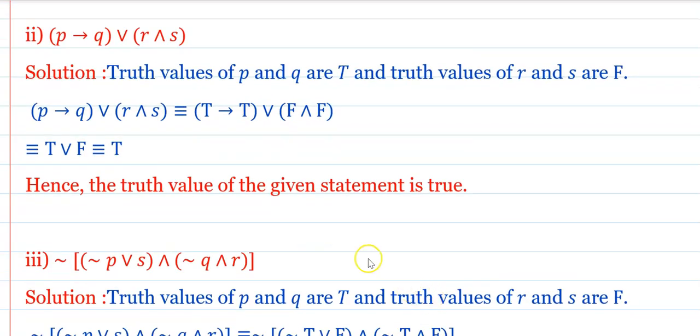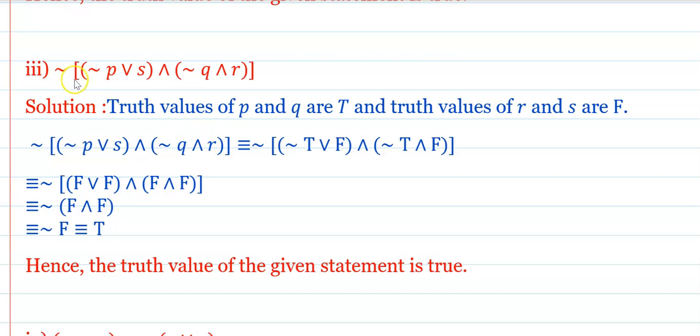Next, P implies Q in bracket or R and S. The truth value of P and Q is true. R and S is false. Therefore, P implies Q in bracket or R and S. T implies T is true. And F is F. T or F is true. Hence, the truth value of the given statement is true.